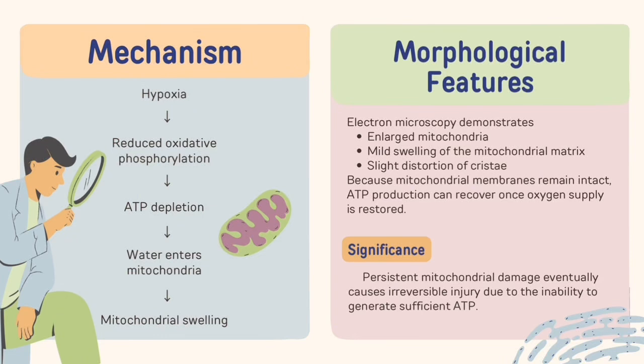Morphological features. Electron microscopy demonstrates: 1. Enlarged mitochondria. 2. Mild swelling of the mitochondrial matrix. 3. Slight distortion of cristae. This is because the mitochondrial membrane remains intact and ATP production can recover once the oxygen supply is restored. Significant persistent mitochondrial damage eventually causes irreversible injury due to the inability to generate sufficient ATP.